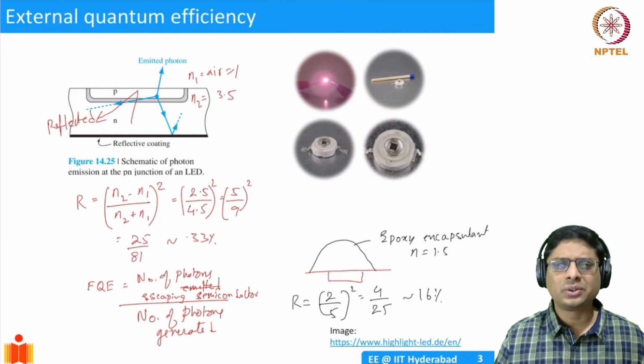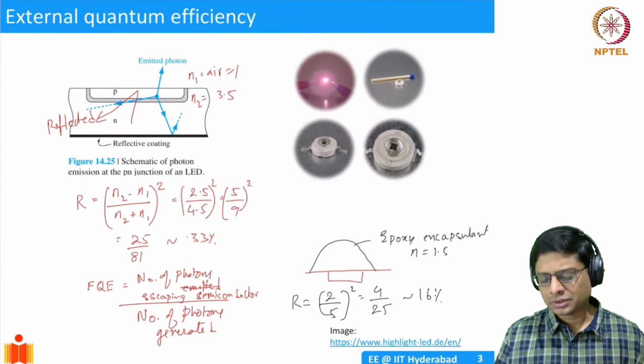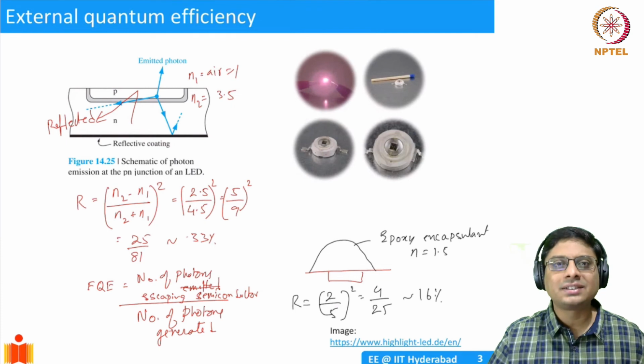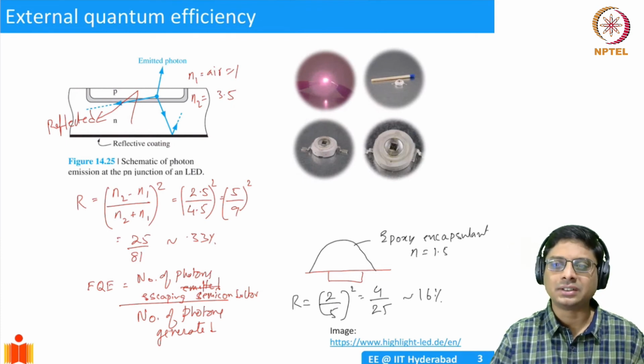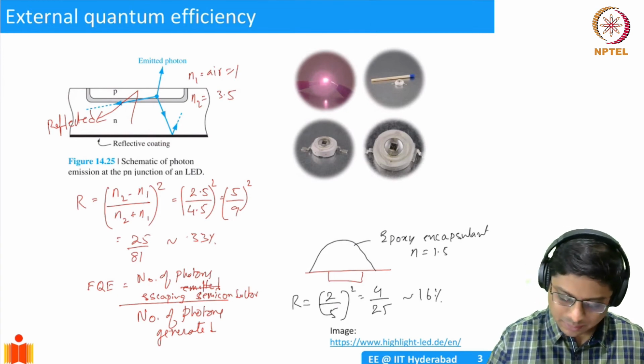And there's a lot of research ongoing about using high index epoxies or graded index epoxies and things like that, to basically enhance the collection efficiency of the light emitted in an LED. Okay. So I just picked up a few images from the web.